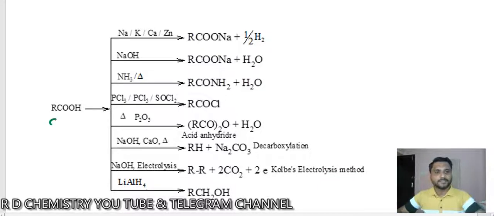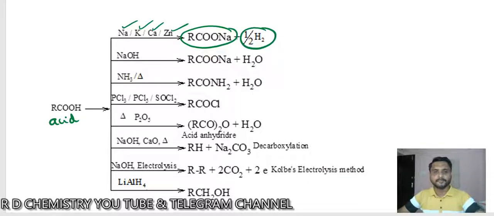Carboxylic acids are acidic in nature, right? Therefore, they can react with metals like sodium, potassium, calcium, zinc, and they form the corresponding salt and hydrogen gas will be liberated. And suppose we make use of sodium hydroxide, it forms the sodium salt of the carboxylic acid and water.